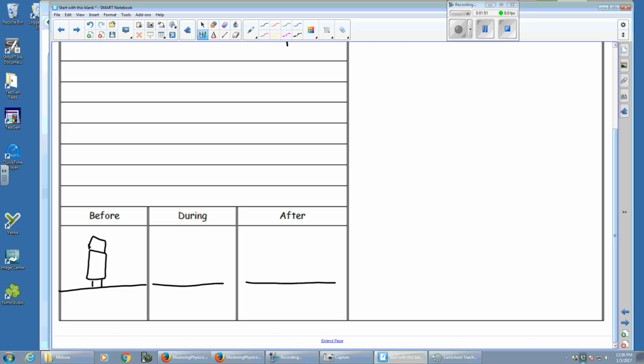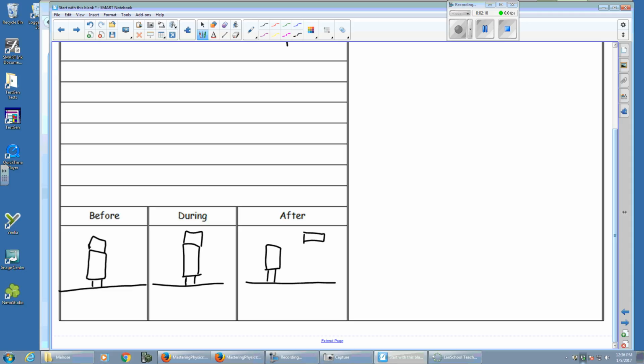parent. So remember, the before shows the momentum before anything happens. The after shows it afterwards. And the during shows the impulses that happen during the collision. So, my before is done.